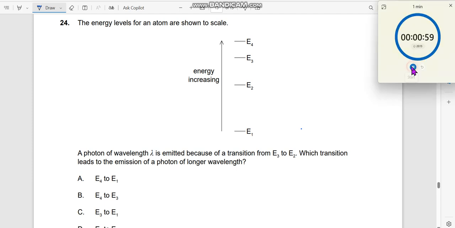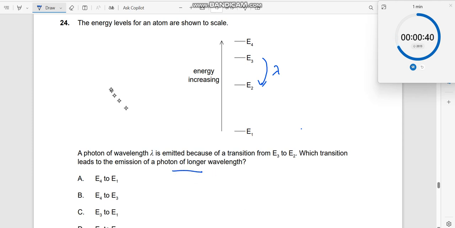Question number 24. The energy levels for an atom are shown here: E1, E2, E3. A photon of wavelength lambda is emitted because of a transition from E3 to E2. So here there is a photon emitted of wavelength lambda. Which transition leads to emission of a photon of longer wavelength? I want lambda to be larger.